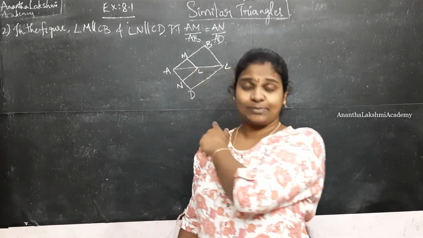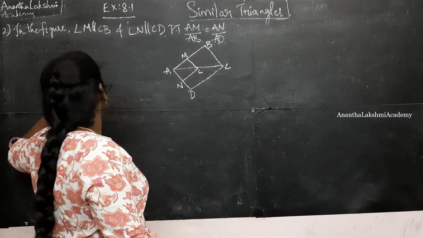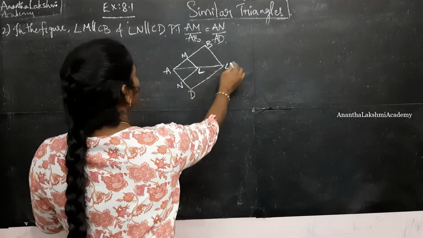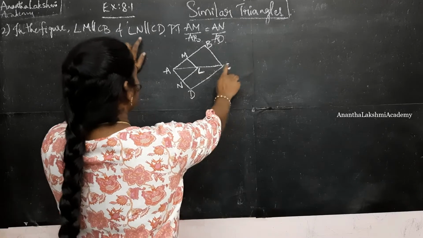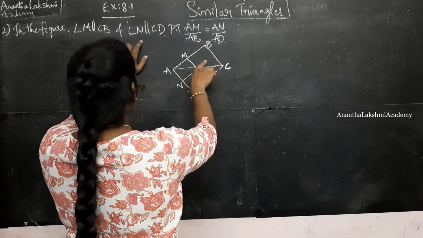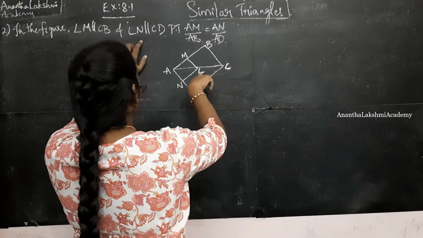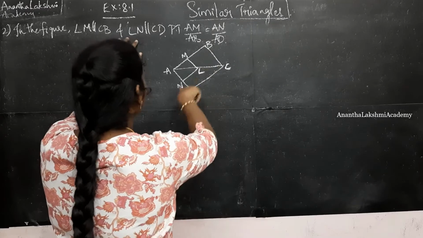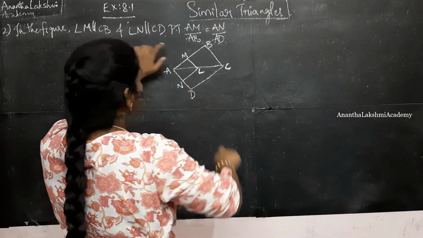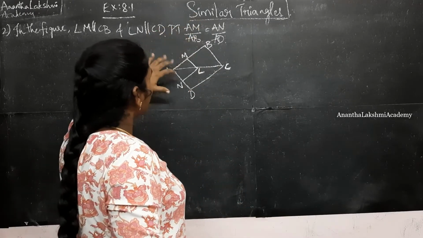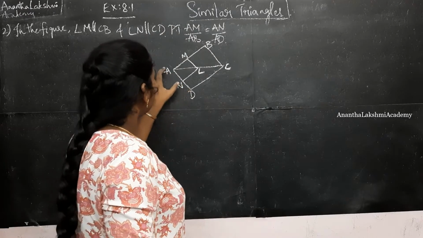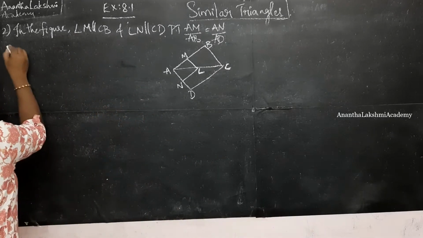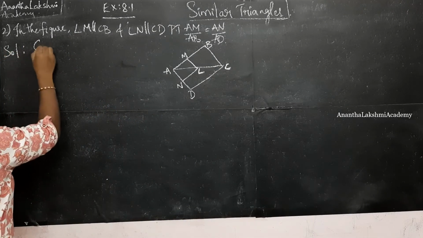So here is the second problem for you, wherein it says in the figure LM is parallel to CB and LN is parallel to CD. Prove that AM by AB is equal to AN by AD. Alright, so let's try proving the same.